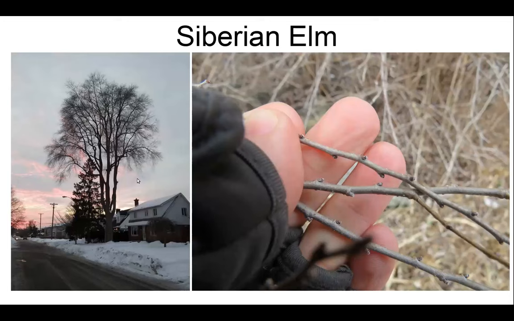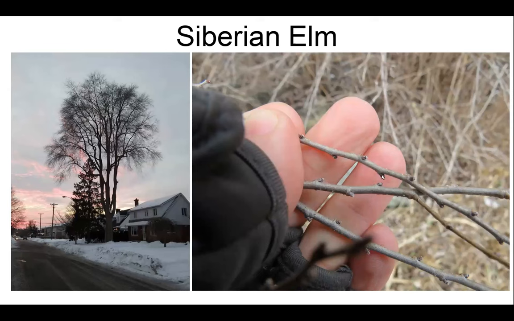Siberian elm, characterized by very fine small leaves. I think you probably hear my cat's footing now, that's fun. Siberian elm, very small leaves and consequently very fine, thin twigs. Here's one growing in Carlington. And here's a close-up of the twigs on the right here. And very small buds as well.